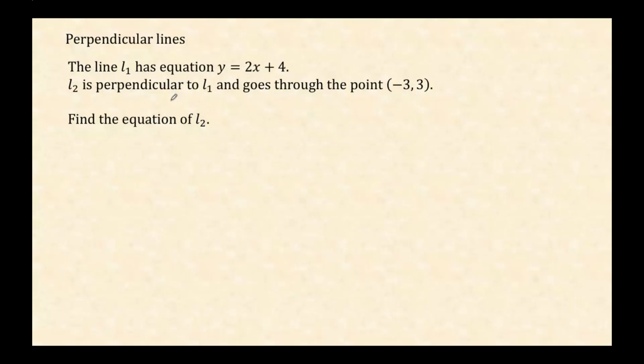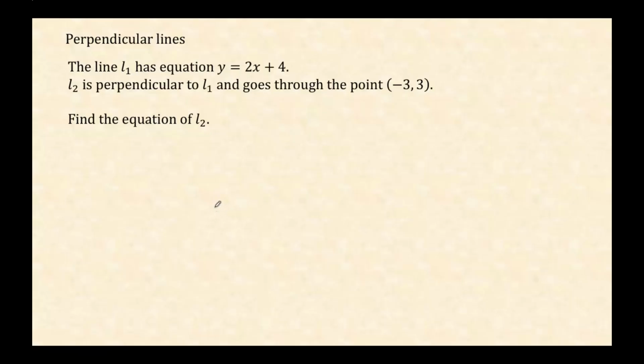So what does perpendicular mean? Well, perpendicular means that it crosses L1 at a right angle. Now, in this lesson we're going to talk through how to solve this problem. We're going to use a well-known result about perpendicular lines, and then I'm going to go into more detail at the end of the lesson about why that rule works.